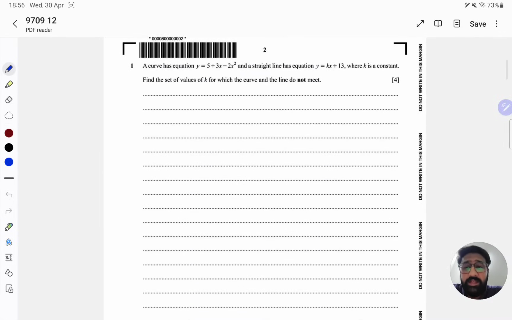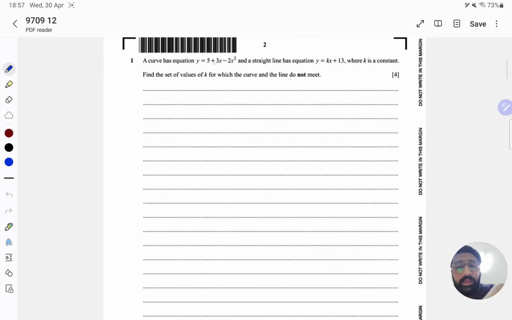Question number 1 says that a curve has an equation y equals 5 plus 3x minus 2x square, and a straight line has an equation y equals kx plus 13, where k is a constant. Find the set of values of k for which the curve does not meet the line.